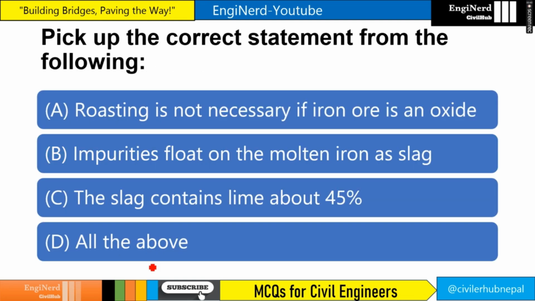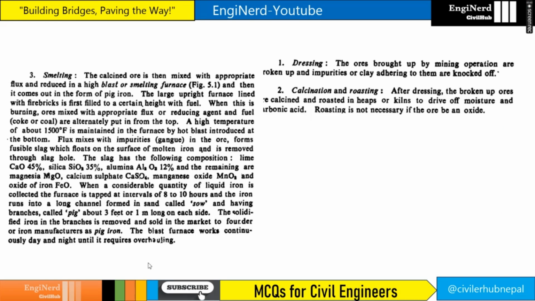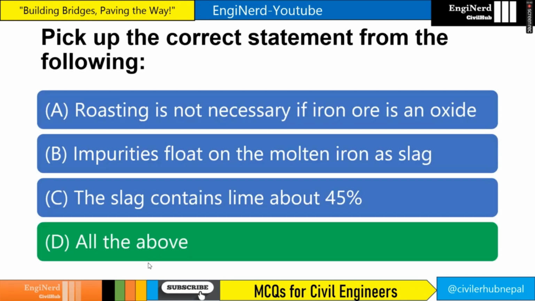Pick up the correct statement from the following. Roasting is not necessary if iron ore is an oxide. Impurities float on the molten iron as slag. The slag contains lime about 45% and all of the above. If you see here, roasting is not necessary if the ore be an oxide, and then if you see here, slag floats on the surface of molten iron, and the slag has the following composition. Lime is 45%. Similarly, silica is 35% and aluminate 12%, and the remaining are magnesia, calcium sulfate, etc., right? So lime is 45%. All of the answer is correct. So answer is all of the above.